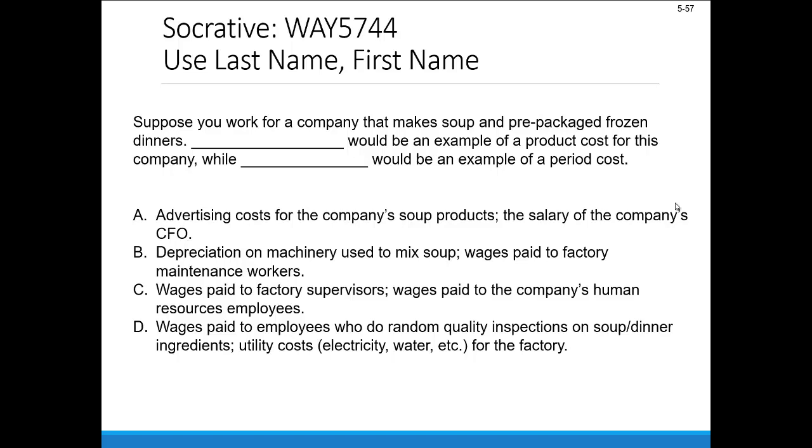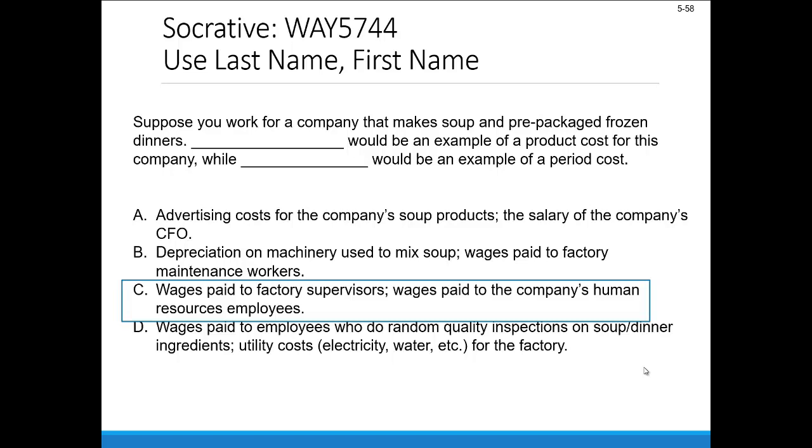First up, suppose you work for a company that makes soup and prepackaged frozen dinners. Blank would be an example of a product cost for this company, while blank would be an example of a period cost. Give A through D a look there, pause this, think about it for a second, and then I'll have the solution right away.